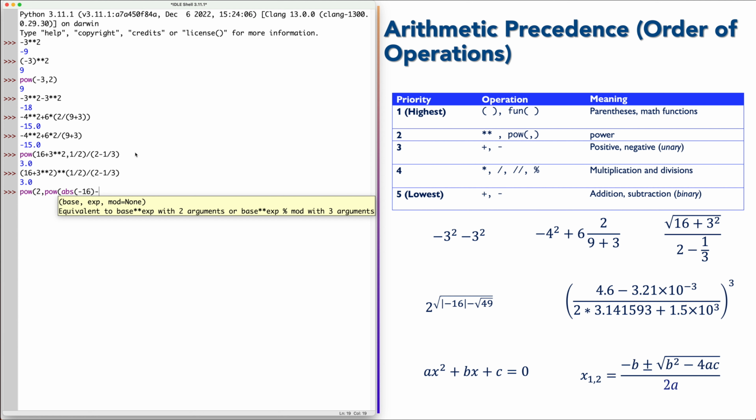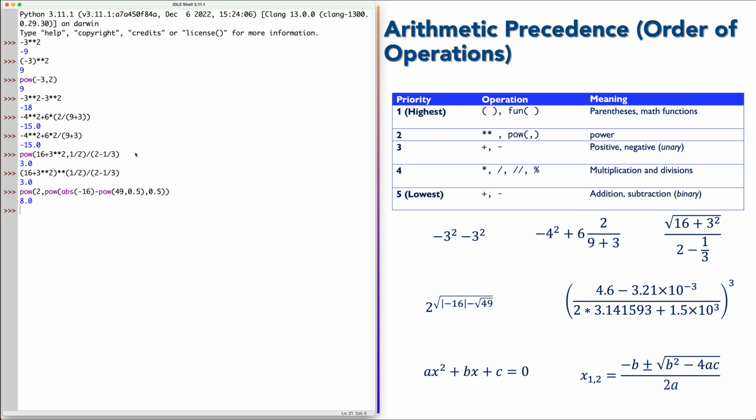Power 49, and let's use 0.5 this time, so it's a square root. Now this is what is inside the power, so we need a comma, and then since it's a square root, 0.5, and then we close the parenthesis in this way. Now 8. Now again, we can use the double star.